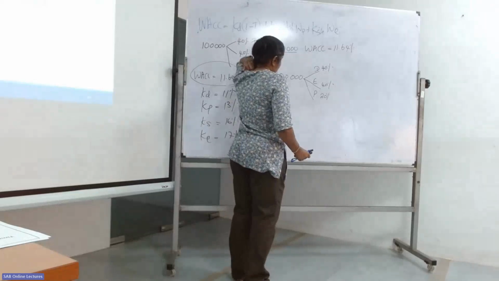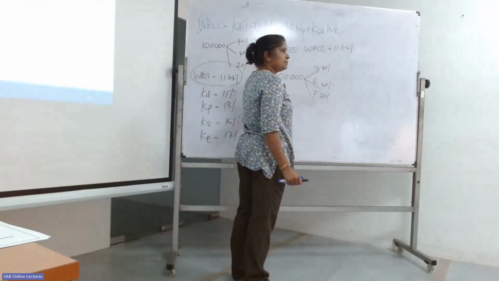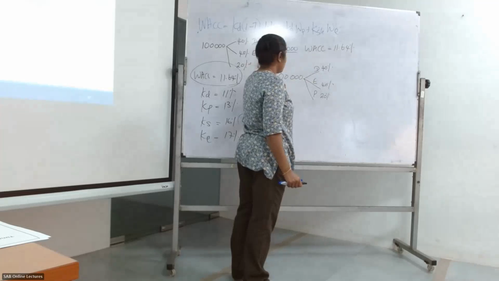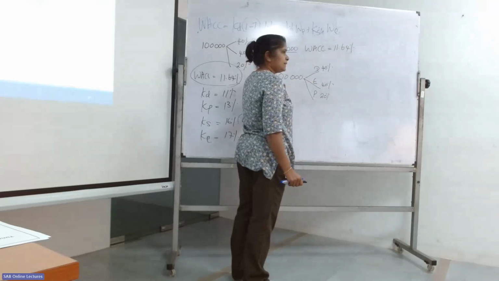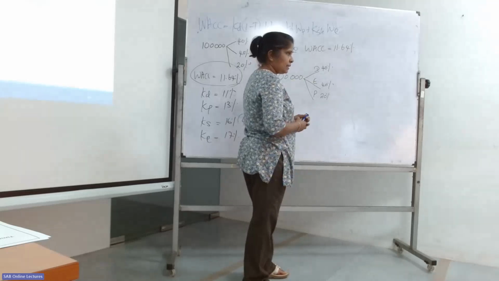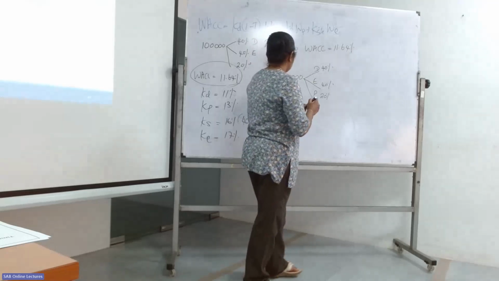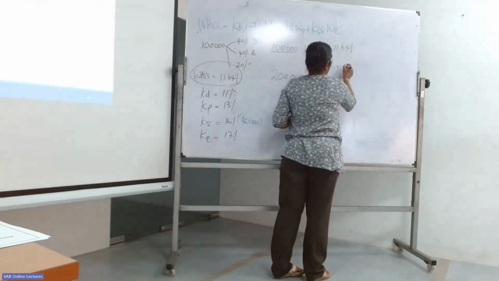From the 200,000 total capital, 40% means how much? 80,000.